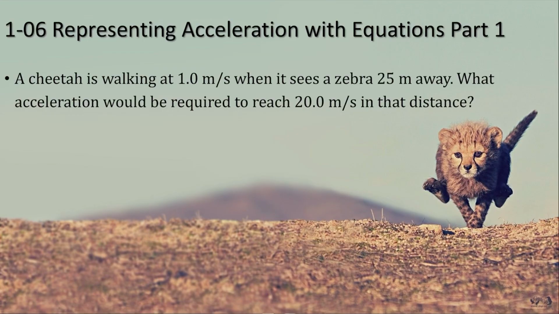Let's try another. A cheetah is walking at 1.0 meters per second when it sees a zebra 25 meters away. What acceleration would be required to reach 20 meters per second in that distance? Well, we're walking at that when it sees it, so that's the beginning, so that would be an initial velocity. And then we have a displacement. Since that's just our total displacement, we would say that we're probably starting at 0 meters.